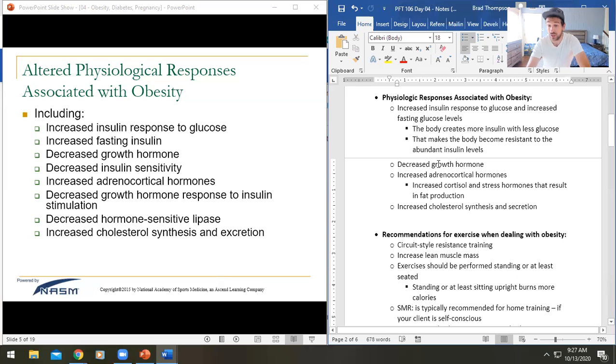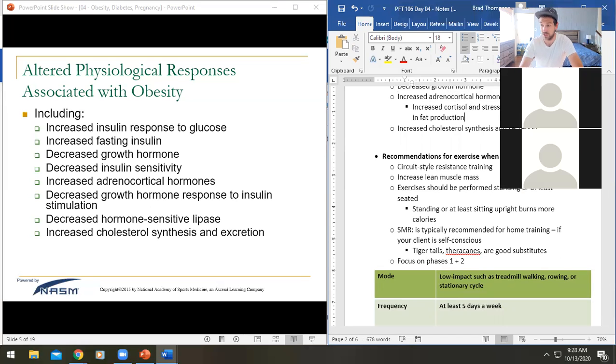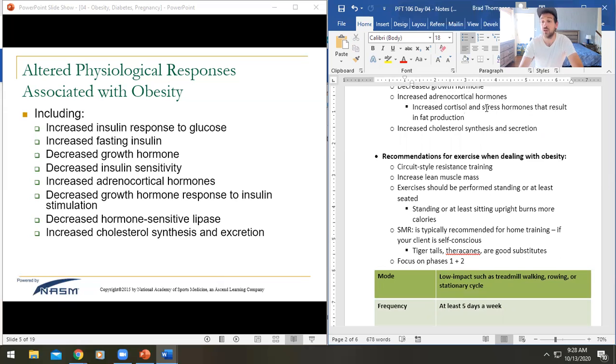So other associations with obesity, we also see a decrease in growth hormone. Again, body tissues are not going to repair as quickly. Building new tissues is not going to happen as quickly. We see low bone density. We see low muscle mass associated with decreased growth hormone. And we see increased adrenocortical hormones, which is a big fancy way of saying cortisol. So Noel, we're right back to your conversation, right? We start talking about creating cortisol and other stress hormones.